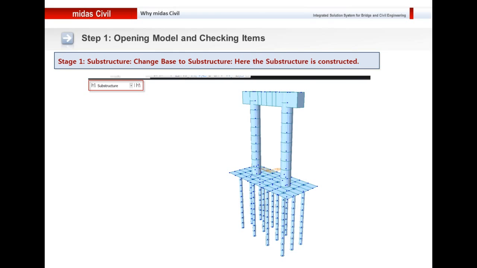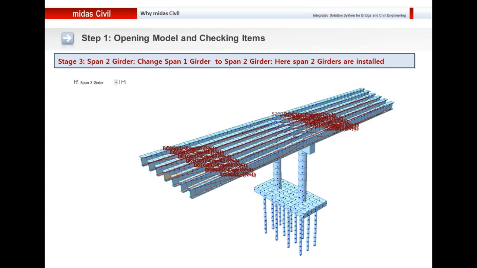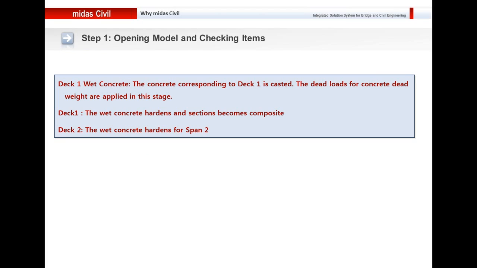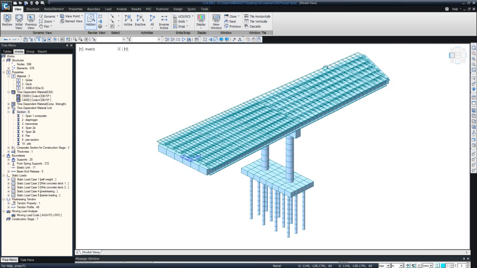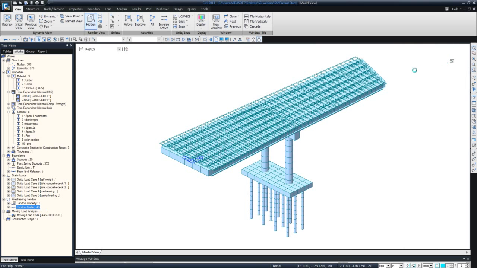Now to see the construction stages, here you can change the construction stage to substructure from base, and you will see that the substructure has been constructed and activated in this model. Then you can go to different construction stages, and here you can see how the bridge has been modeled. Now let me go to Midas Civil itself, and let me demonstrate to you how this particular construction staging has been done. If you want to obtain the tendons, you can just right click and go to display, and it displays the 3D tendons for you.